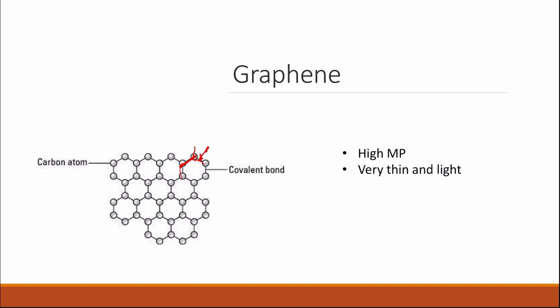They are also very thin and light because they are only formed of one sheet of these hexagonal structures of carbon atoms. They can conduct electricity in the same way as graphite, because they have only three covalent bonds and they have one delocalized electron that can be moving, and so graphene can conduct electricity.